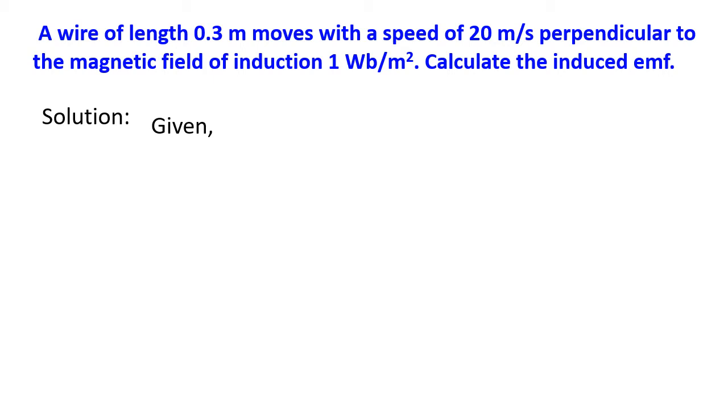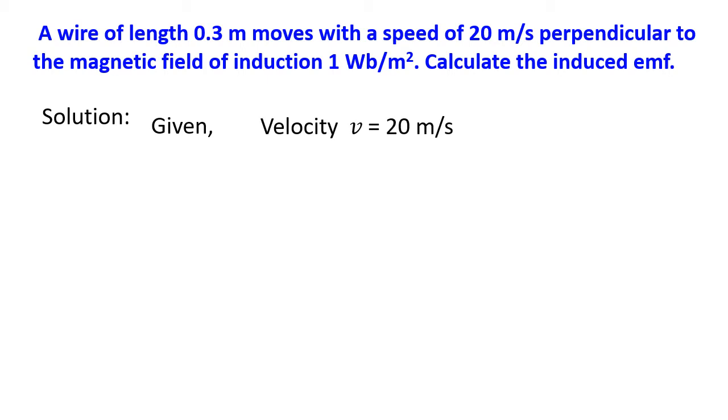Next problem. A wire of length 0.3 meter moves with a speed of 20 meter per second perpendicular to the magnetic field of induction 1 Weber per meter square, or Tesla. Calculate the induced EMF. So they're asking to find the induced EMF E. The wire is moving, so it is motional EMF, that is E. Just now we analyzed the formula is BLV, a simple formula.